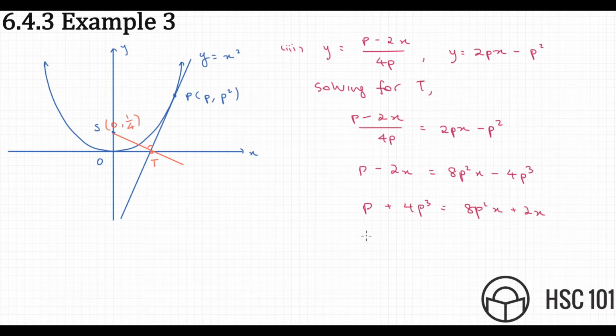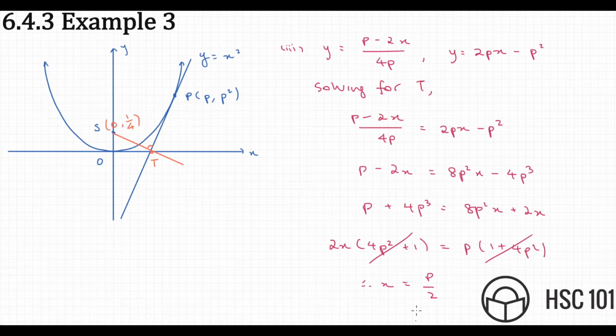And if I factorize x out, in fact, I can probably factorize the 2 out as well. So I've got 2x outside of (4p squared plus 1) equals, and then the p plus 4p cubed can be factorized into p outside of (1 plus 4p squared). And this tells me that the 1 plus 4p squared and the 4p squared plus 1 cancel from both sides, and therefore x equals p over 2. So the x value of T is obviously going to change according to p.